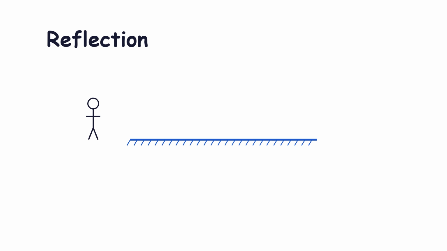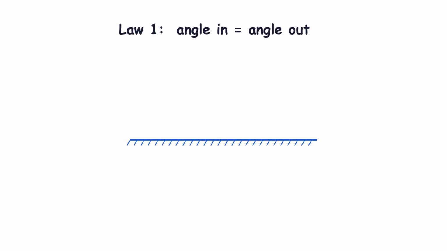Every mirror in the world follows just two laws. Let me show you what reflection is. Law 1. The angle going in equals the angle coming out. Always. This is the pool ball rule, bounce at the same angle you hit.